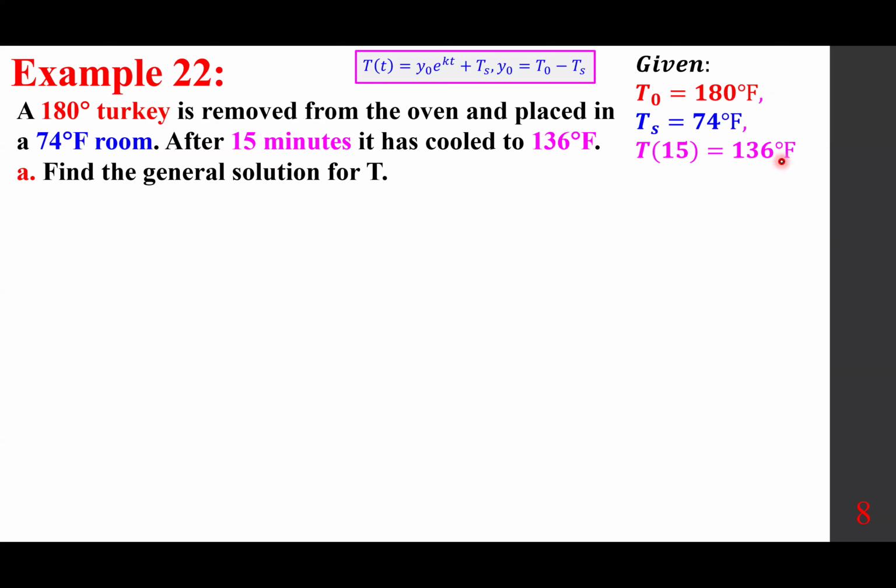Now, y sub 0 is T sub 0 minus T sub s. The difference between the two is y sub 0. And all you have to do, you can even plug it in to see if you replace the t with 0, you get that anyway. So 180 minus 74, 106. So we will replace that.